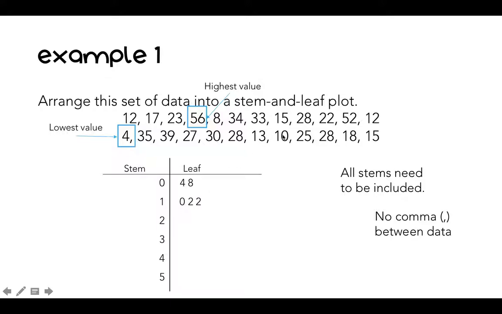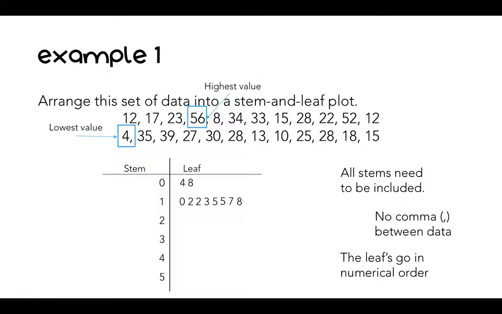Then we have 12. Then we have another 12. So every time you see a number, you write its leaf, even if you have 5 of the same numbers. You have a 3, so 13. We have a 15 here. We have another 15, a 17, and 18.